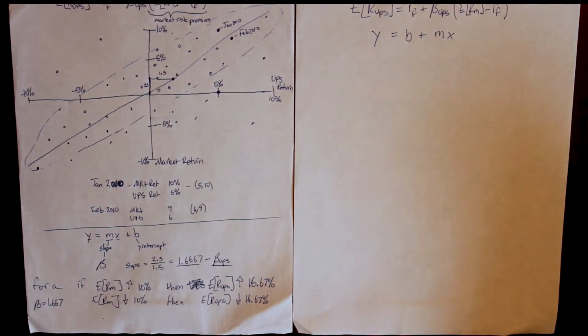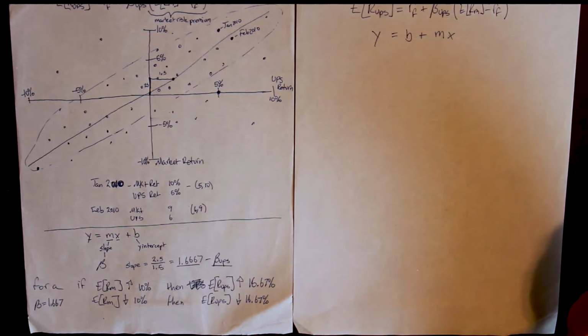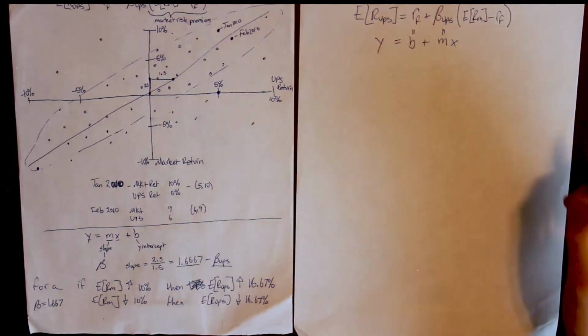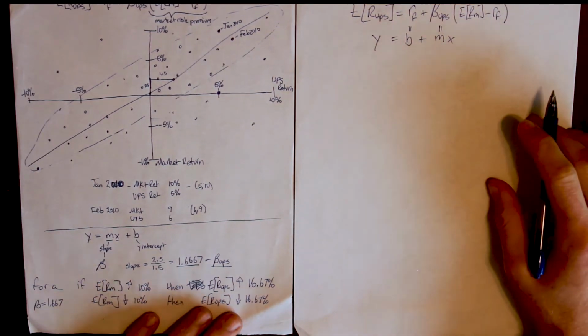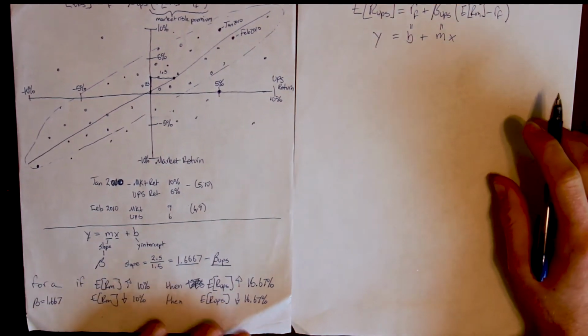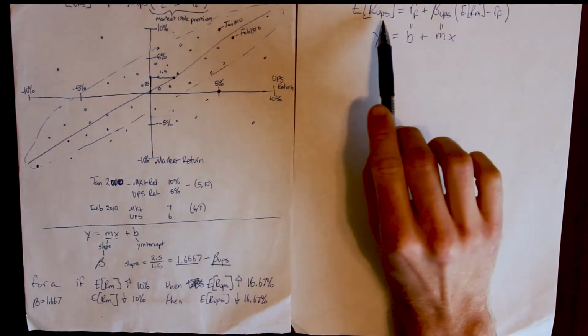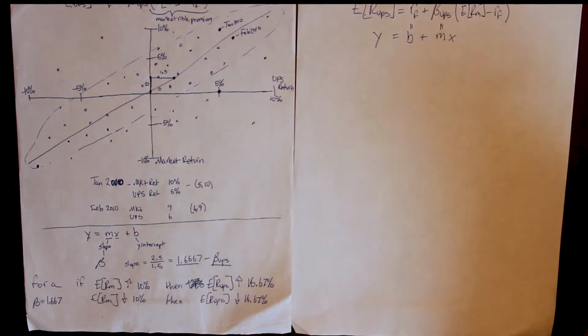All right, so this is the regression line that describes the capital asset pricing model, where beta is equal to the slope of the line, B is the risk-free rate, the y-intercept, and then our x and our y are the return of UPS and the excess return on the market.